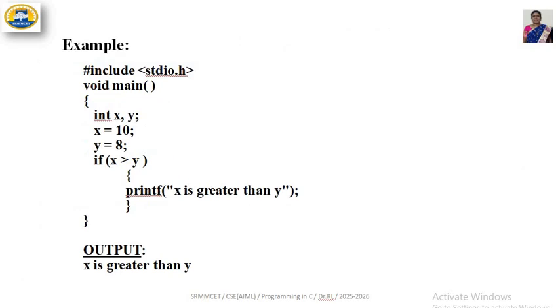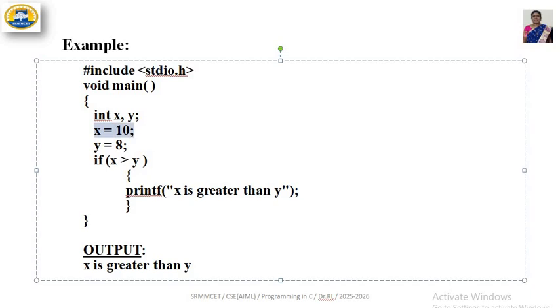Here is a simple example for discussing the simple if statement. This program identifies the greater number between two numbers x and y. Here x is equal to 10 and y is equal to 8. Check the condition if x greater than y. If it is true, the statement printf x is greater than y is executed. Clearly x is greater than y, so the statement printf x is greater than y is executed, and the output becomes x is greater than y.